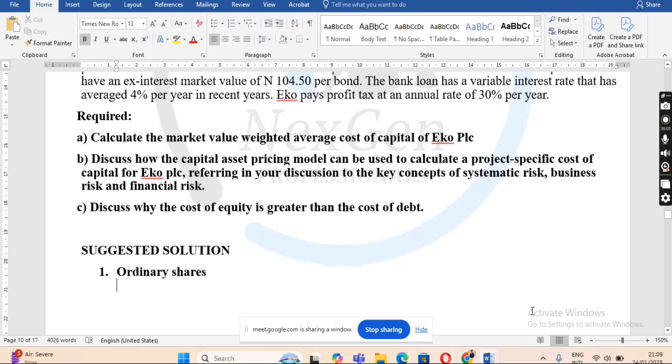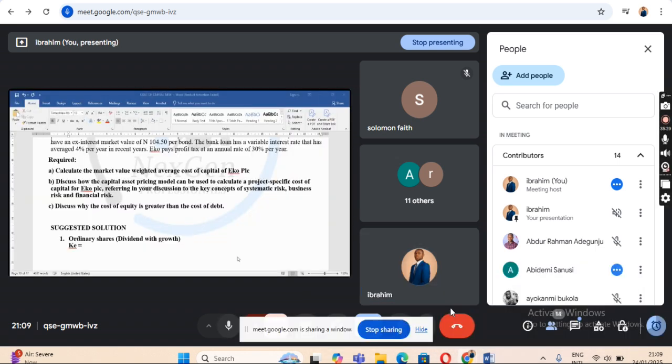Now, when you want to determine the cost of equity using the dividend valuation method, who can give me the formula? Cost of equity equals to, who can give me the formula? I'm waiting. Dividend with growth, right? Formula. Give me the formula. KE equals to what? Equals to D1 into bracket 1 plus G.